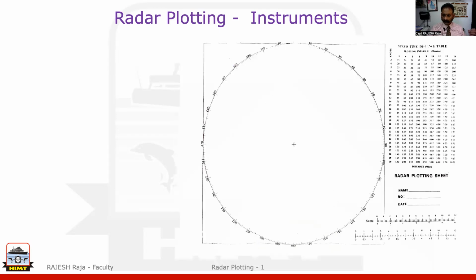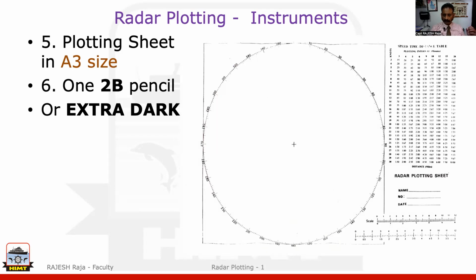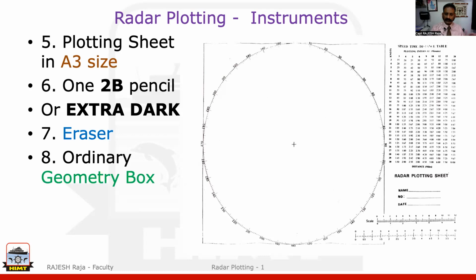This is one of the types of plotting sheets, but I consider this very user friendly. Normally an A3 sized paper is good. You need to have a 2B pencil, just like your chart work. Your 2B pencil can be an extra dark. Some companies call it extra dark. You need a good quality eraser. And then please keep your ordinary geometry box. Why? Because your small compass will be useful in measurements where the distances are very small. Your big brass compass may not be able to help you on that. So these are the instruments you need to start the problems.